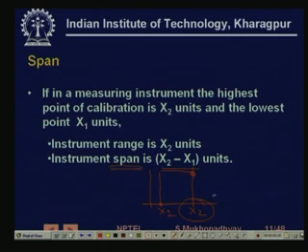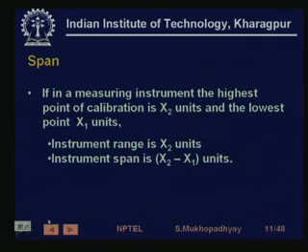So if this is 200 degrees centigrade and this is minus 40 degrees centigrade, then the range is 200 and the span is 240, right? So that is pretty obvious. We have to remember these two details.